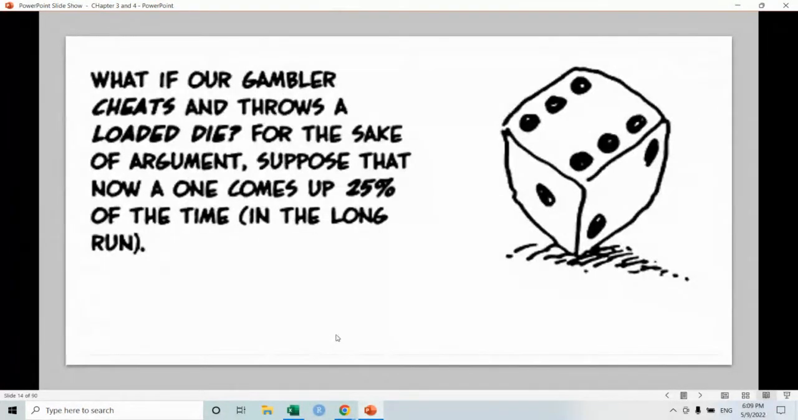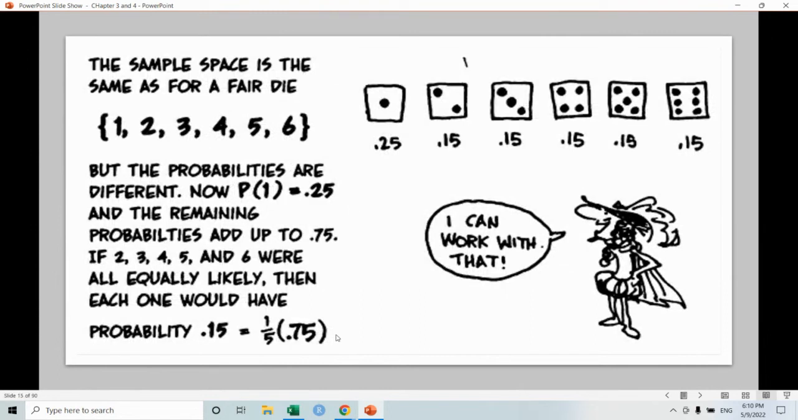So what if our gambler cheats and throws a loaded die for the sake of argument, so that now a 1 comes up 25% of the time in the long run? The sample space is the same as for a fair die. So our sample space is 1, 2, 3, 4, 5, 6. And that's the set of possible outcomes. However, now we've adjusted the likelihood of rolling a 1 to 0.25. So that probability is slightly higher. But the probabilities are different, right? So now P1 equals 0.25, and the remaining probabilities all add up to 0.75 because all probabilities have to add up. So if 2, 3, 4, 5, and 6 were all equally likely, then each one would have a probability of 0.15, or 1/5 times 0.75. So that's how we got the remainder of what the other die probabilities would be.